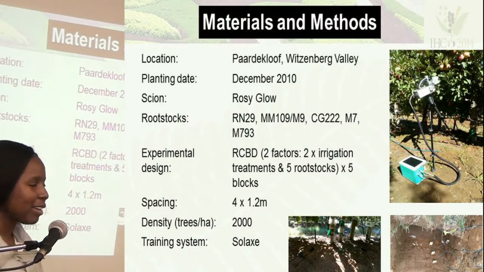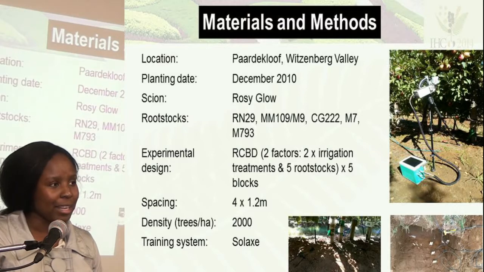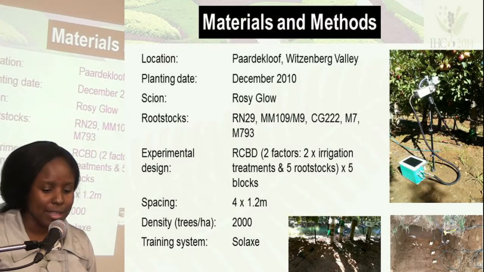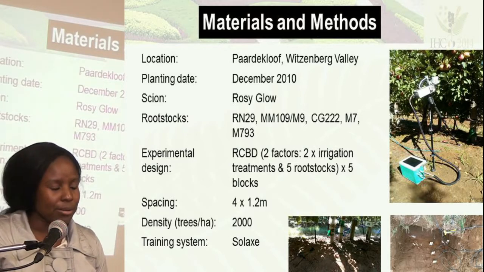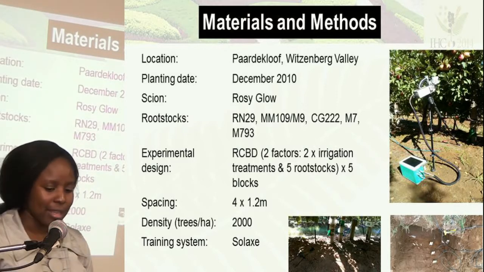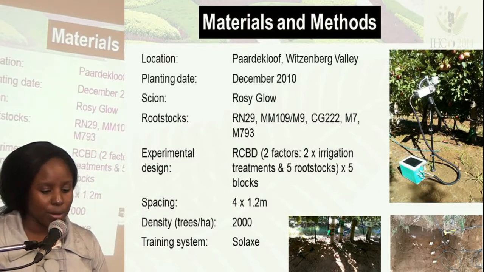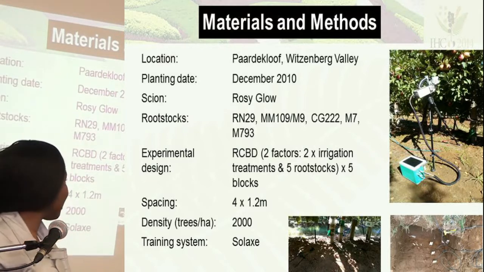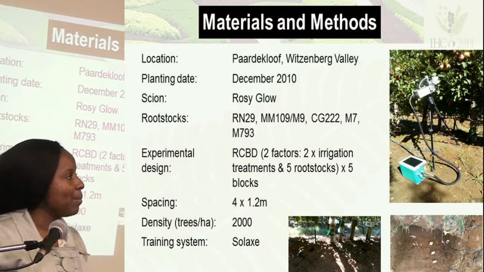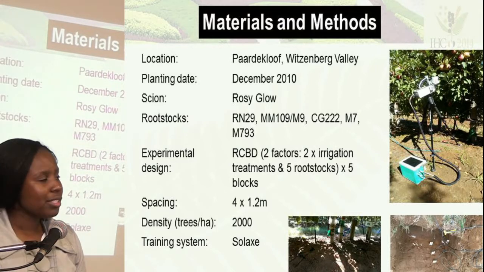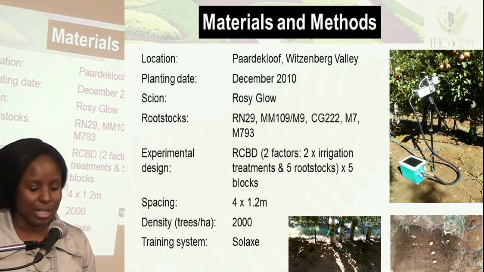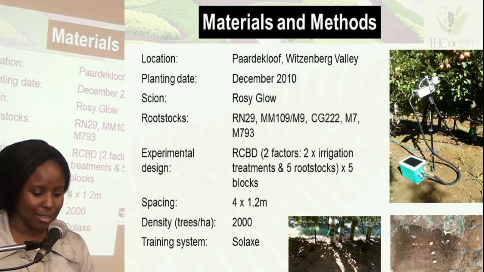This experiment was carried out in the Witzenberg Valley at Parekloof. We were using 50 trees in 3 different rows, and these trees were planted in December 2010, and they all had one Rosy Glow scion cultivar on 5 different rootstocks. The rootstocks were RN29, MM109 with the M9 interstock, CG222, M7, and M793, in order of increasing vigor.